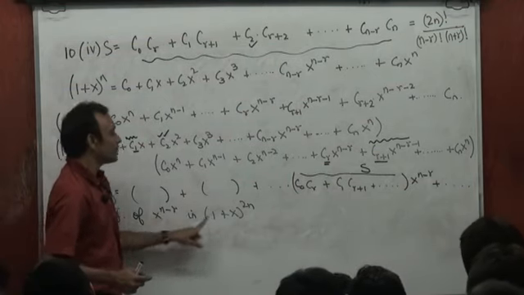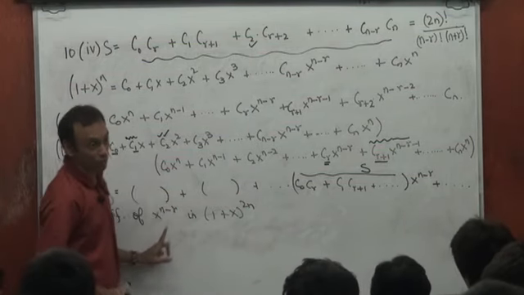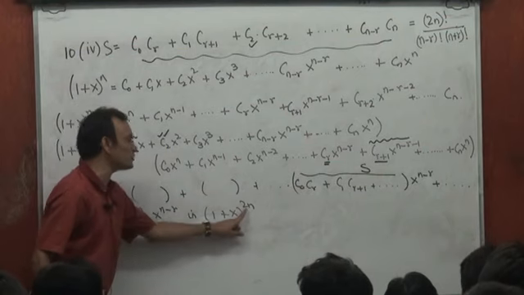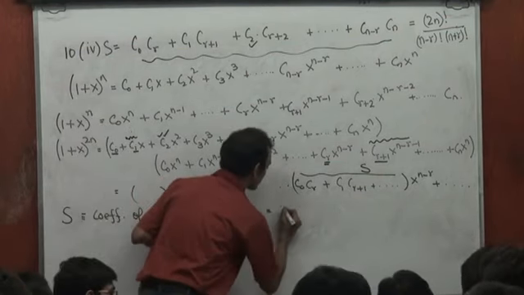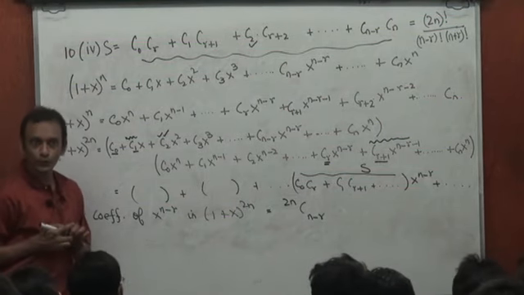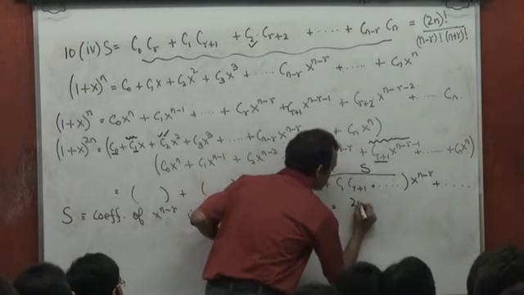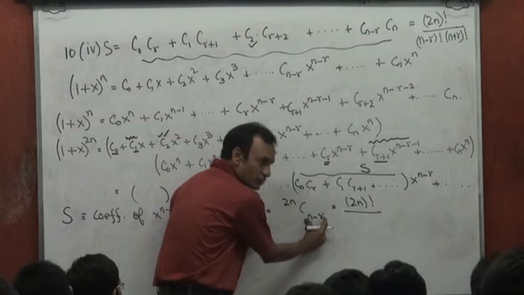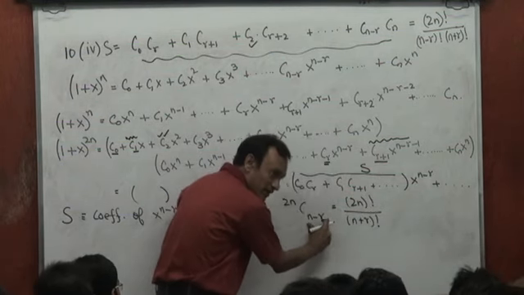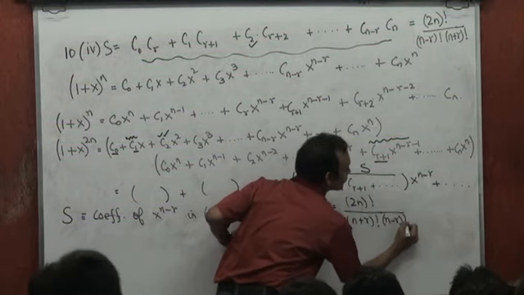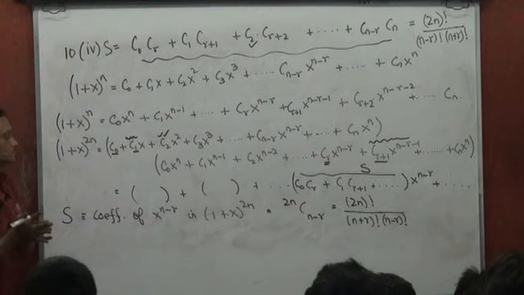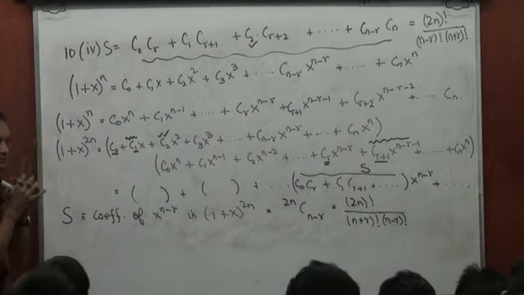And the coefficient of x^t would be 2nCt. The coefficient of x^t in this expansion would be what? 2nCt. So the coefficient of x^(n-r) would be 2nC(n-r). Right? Yes or no? Which is like 2n factorial by (2n-(n-r)) factorial, and 2n-(n-r) would be n+r factorial. Yes or no? n-r. Does it make sense to all of you, right? Clear?